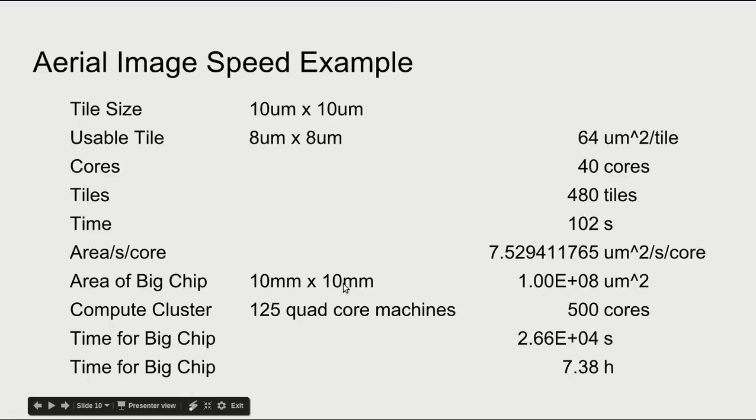Now, there are many factors involved here that we didn't discuss. This was only aerial image calculation without any resist. The layout was OPC'd, but the density of the layout plays a factor because the spectrum computation time can be dependent on the density. And there are a few other factors, but I think this demonstrates that the speed is in the ballpark of what it needs to be.